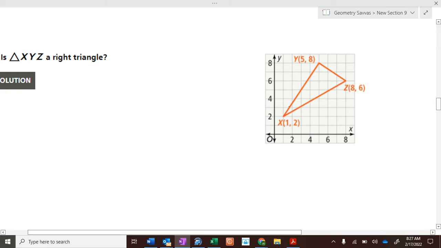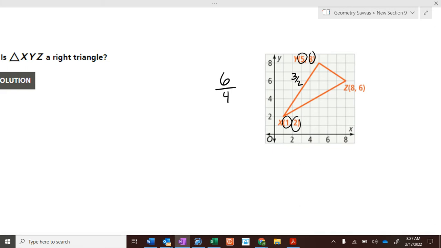Y looks to be the right angle, so let's find the slope of XY. My rise is 6, because I go from 2 to 8. My run to the right goes from 1 to 5, which is 4. 6 over 4 is 3 over 2. That's my slope. It's a positive slope because I'm going up from left to right.